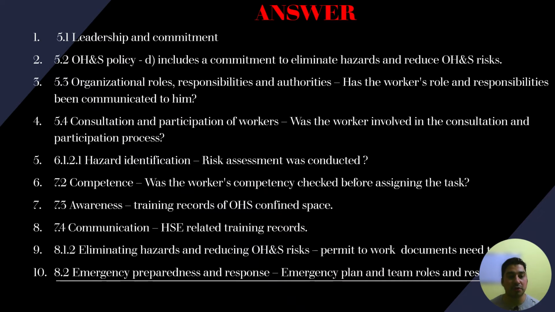After that, you can also mention clause number 5.3, organizational roles, responsibilities and authorities. Workers need to know their occupational health and safety roles and responsibilities, and you have to check whether those roles and responsibilities have been communicated to the staff or not. You can check the training records, communication records and toolbox talk (TBT) records of the worker who was involved in the incident or accident, or of other workers. Okay, this is the third point.